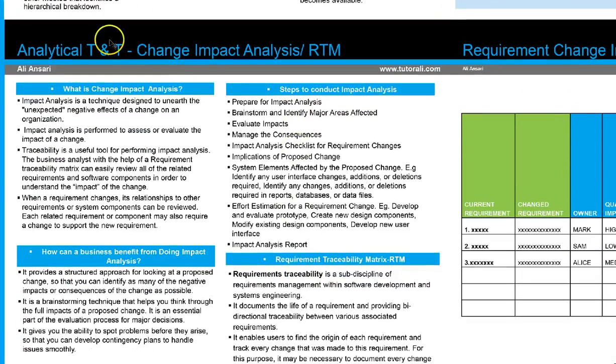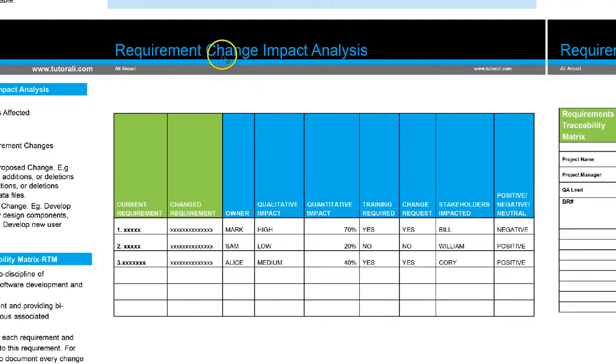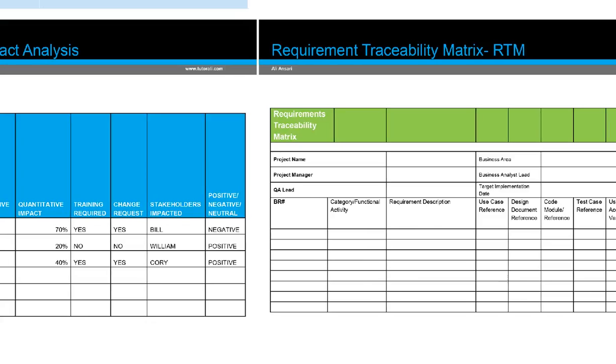As I said, we are doing change impact analysis. If there's any change, we are doing requirement change impact analysis. If this is the current requirement and it changed, who is the owner, and what is the impact that's going to happen? Is it going to be a high impact, low impact, or medium impact? We are going to calculate the qualitative and quantitative impact. Is training going to be required? Is there a change request? Which stakeholders are going to be impacted? Is it going to be a positive impact, a neutral impact, or a negative impact?